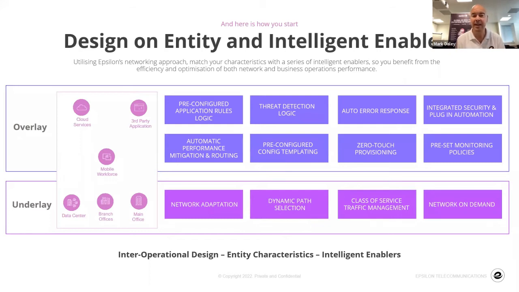Also, does my underlay network adapt when it needs to? Can I prioritize my traffic across a common network? And can I turn up more network as soon as I need it? So summing up, think about your inter-operation transport design and what are the characteristics that an entity in your design needs, and what intelligent enablers do you need to build your network of the future? These are your 3-step questions that you should start to formulate in terms of your own questioning. So these last 2 slides are your consultative starting point for reassessing your network. So hopefully some good tips there for you.